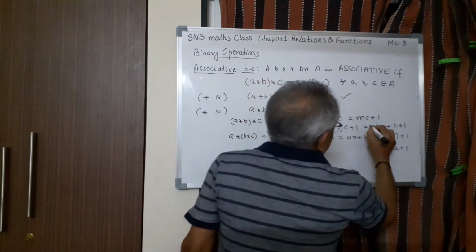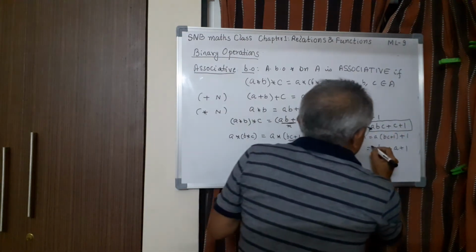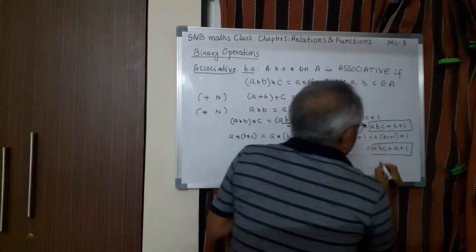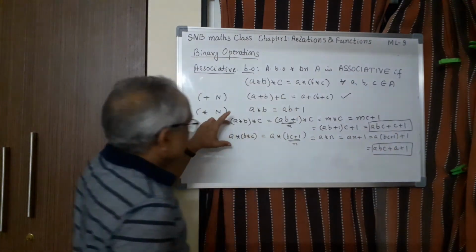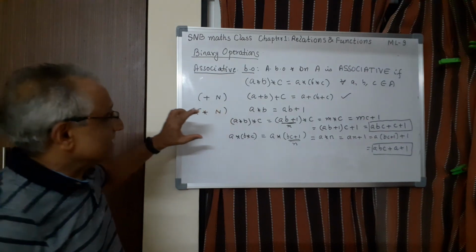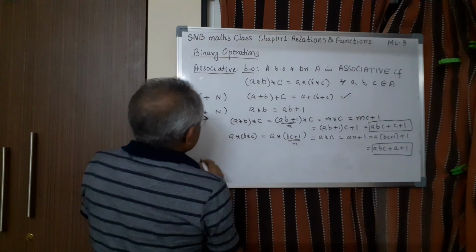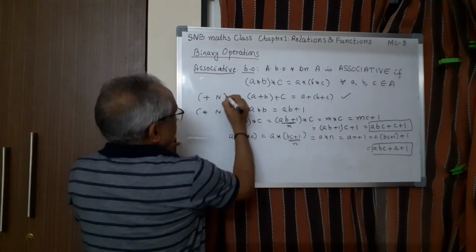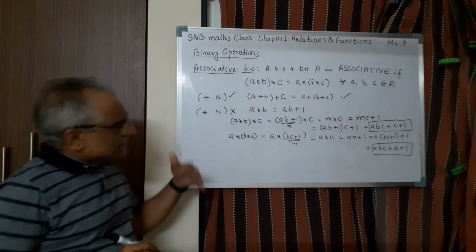Now look here. Here we are getting ABC, they are equal, no problem. But here we get C, whereas here we get A. So left hand side and right hand side cannot be same. Therefore, this is not associative. Therefore, definitely we can say this is not associative. The earlier one is associative. Similarly, we can give any number of examples.